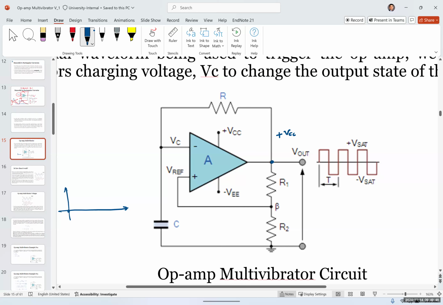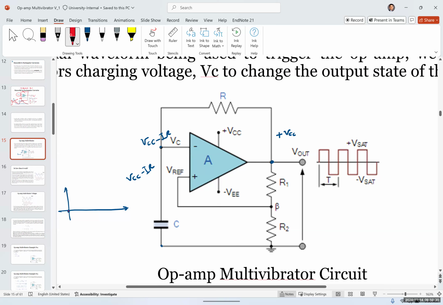The output is positive VCC. Now we're going to have this positive VCC minus IR on this capacitor. So we're going to have positive VCC minus this IR on this capacitor. What happens to the capacitor when I put a positive VCC voltage on its terminals, connected to a positive VCC?